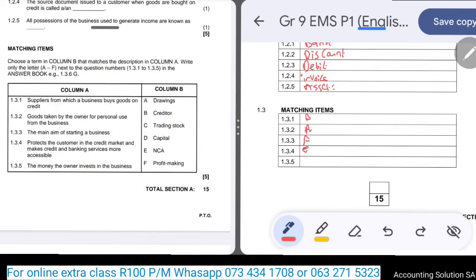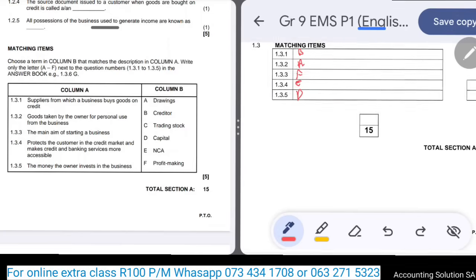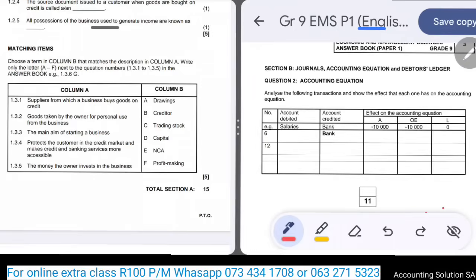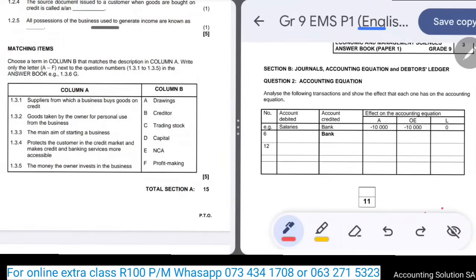Number E. Okay. Then the last one, the money the owner invests in the business is called capital. Number D. Okay. A trading stock is not matching with anything in this case. So that's how you must answer section A, guys. Also, guys, let's go to section B, which is where we are going to do accounting in detail now.